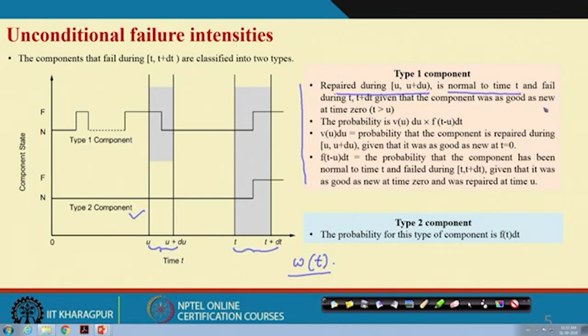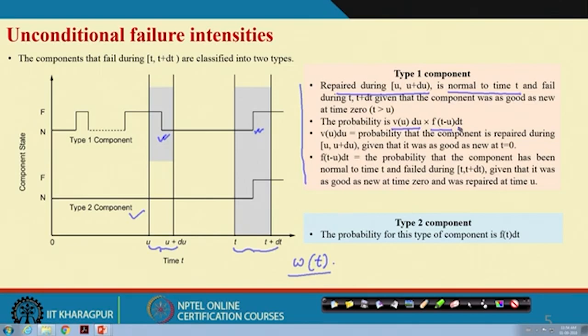So, what is the probability? There are two issues. One is that it is repaired here, and then it has been normal up to time t, and then it failed again. These two will be multiplied. The probability will be v(u) du, which is that it is repaired in between this time, and again it fails within t and t plus delta t, and as it is repaired here, u amount of time has already elapsed. So, f(t minus u) dt.